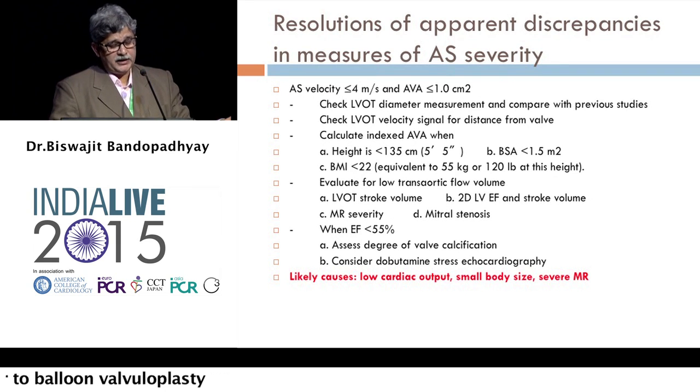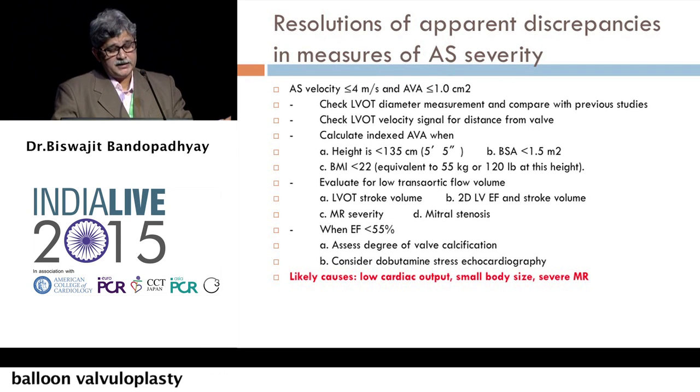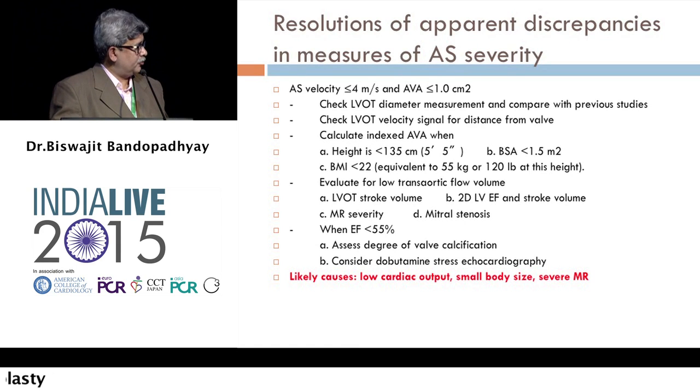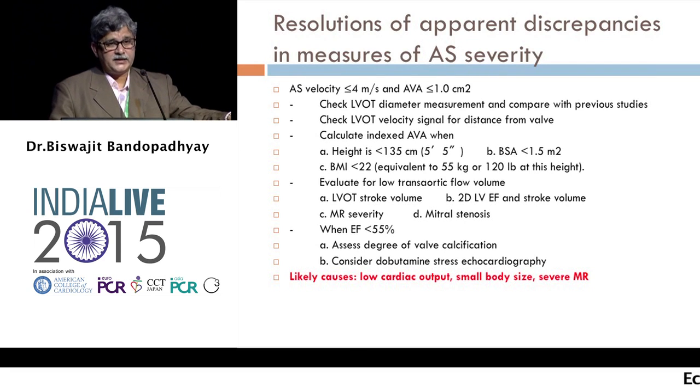In the reverse, if the aortic stenosis velocity is less than 4 meters per second, so it is not so severe stenosis, but the area is also less than 1 square centimeter, the likely causes are low cardiac output, small body size, or any severe MR. So these things we have to keep in mind before actually assessing the degree of severity.